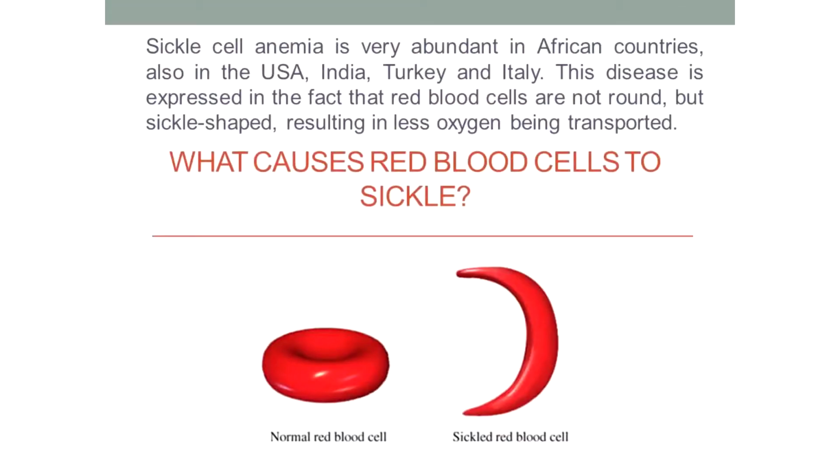Sickle cell anemia is very abundant in African countries, also in the USA, India, Turkey, and Italy. This disease is expressed in the fact that red blood cells are not round but sickle-shaped, resulting in less oxygen being transported. Question: what causes red blood cells to sickle?